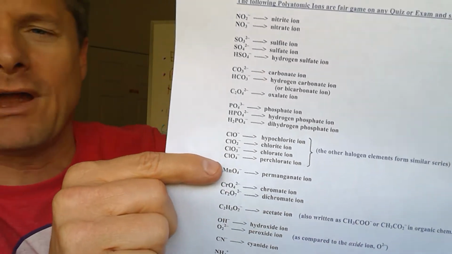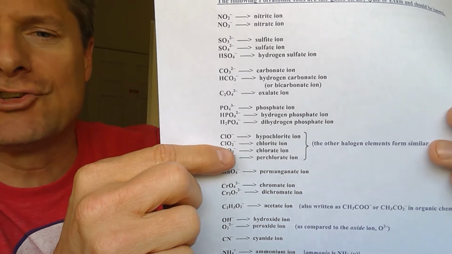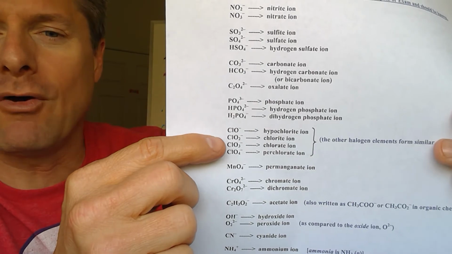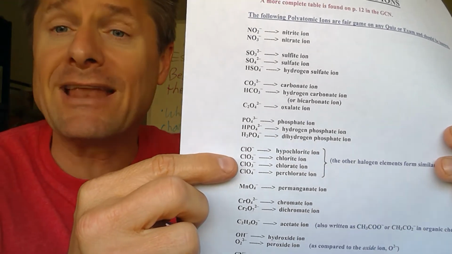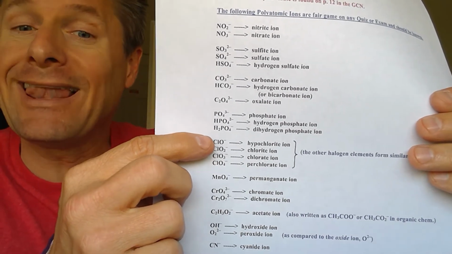You're like, whoa, you get 4 combinations. The bromines can do that. The iodines can do that. And they're all a -1 charge. So we take the middle two and call that the ate and the ite. So the ClO3 minus is the chlorate, the ClO2 minus is the chlorite. The ClO minus is 1 less oxygen than ClO2. So it's 1 less than chlorite.